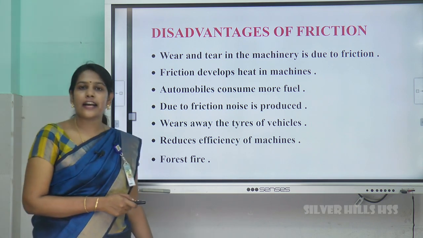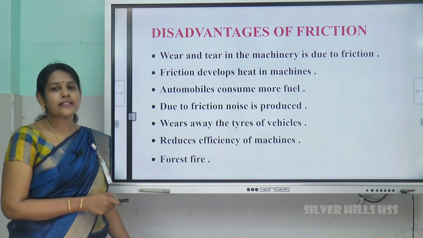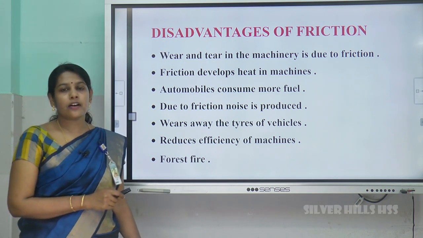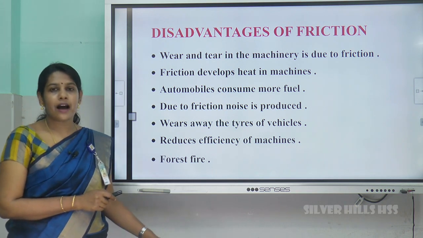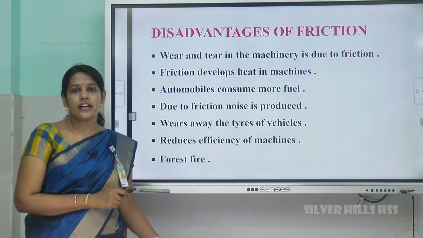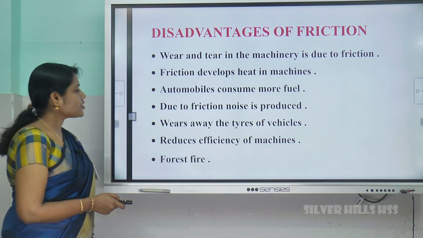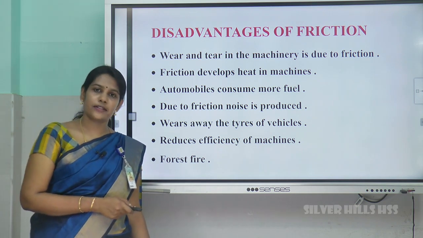Friction wears away the tires of vehicles. You might have seen that there are some grooves under the tires of vehicles. Because of friction, after some years, we will have to change the tires. Otherwise, it will create accidents. Friction reduces efficiency of machines.